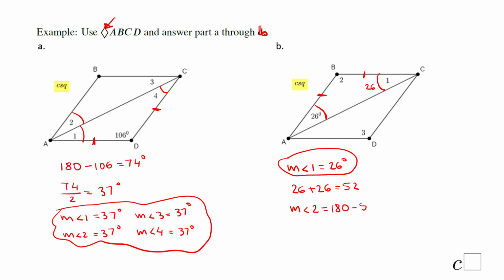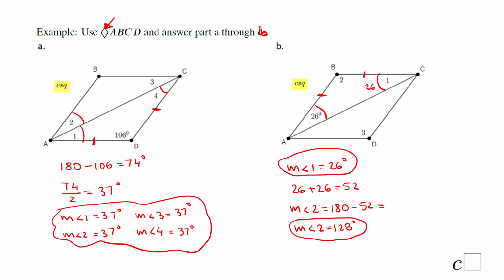Why? Because the sum of the measures of the interior angles of triangle ABC is 180. So we have two of them, 26 and 26, which is 52. We're subtracting from 180. So we finish this. Angle 2 will be 128 degrees.